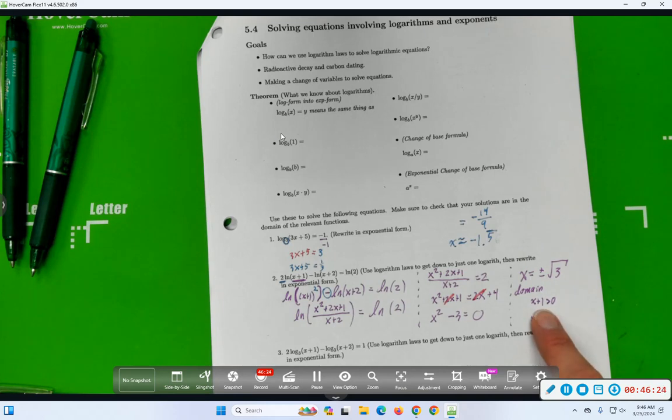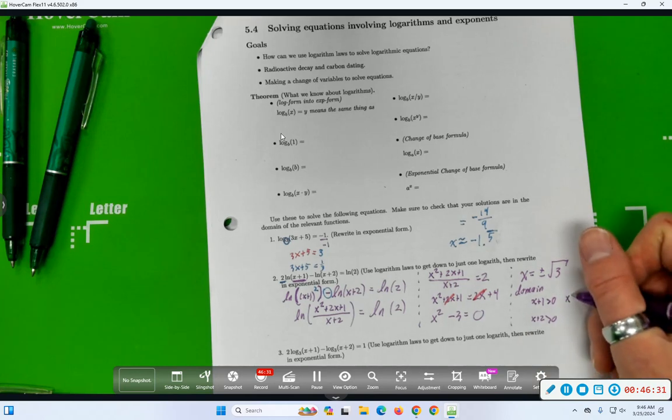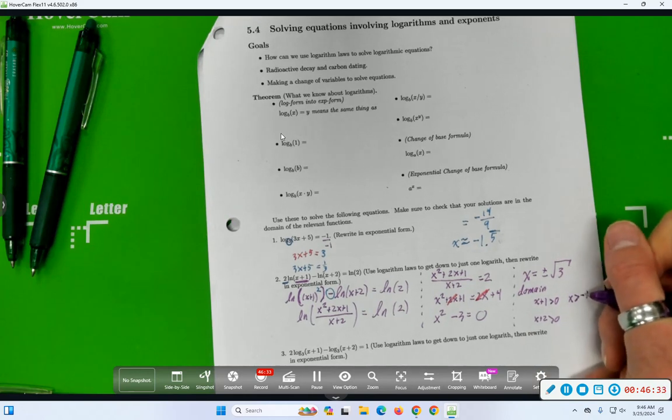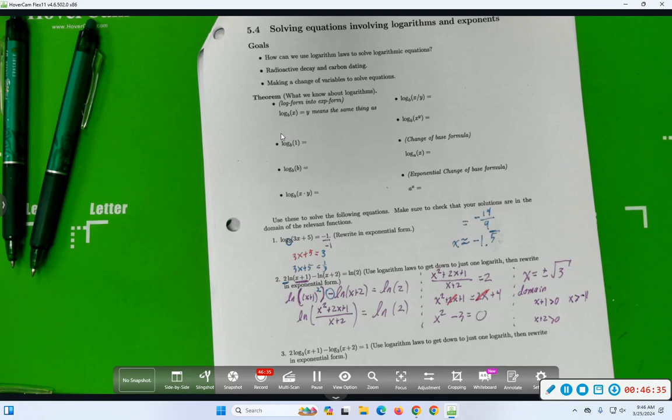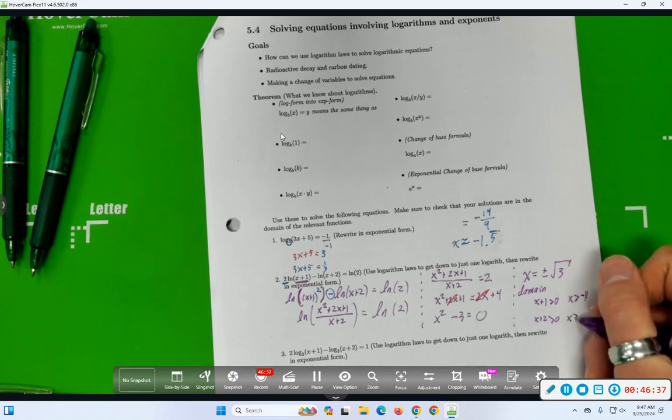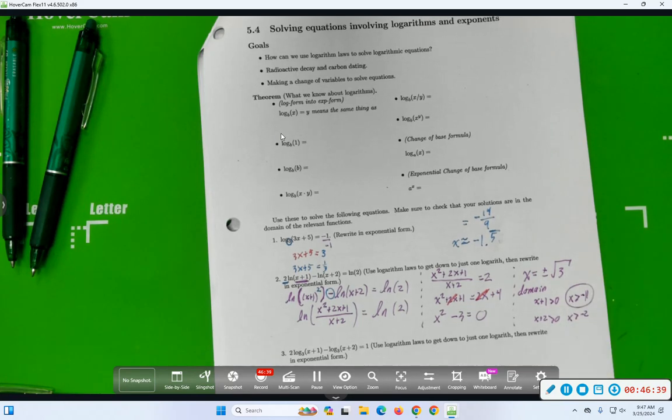If x plus 1 has to be positive, then what can you tell me about x? Better be bigger than negative 1. And x also has to be bigger than negative 2, but if it's bigger than negative 1, then it's bigger than negative 2. So that's the only constraint I have to worry about.